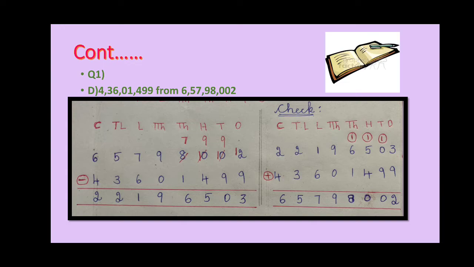Remember children, if you are not thorough with the concept of "from", remember that from the given numbers, the bigger number is your minuend and the smaller number is your subtrahend. You have to write the minuend on top, and from the minuend you subtract the subtrahend. Arrange the numbers in columns, children, and then start your subtraction from the ones place.